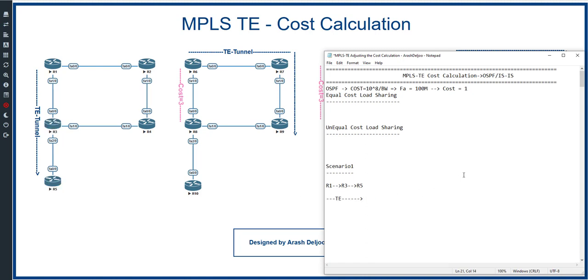Because of that, the cost of this TE tunnel, or the metric of this TE tunnel, is equal to 2. Also, we have another path from R1, R2, R4, R3 and R5. The cost of this path is higher than the cost of R1, R3 and R5. Because of that, we can say that the cost of the TE tunnel is 2. Okay, this is the first thing that we should know.